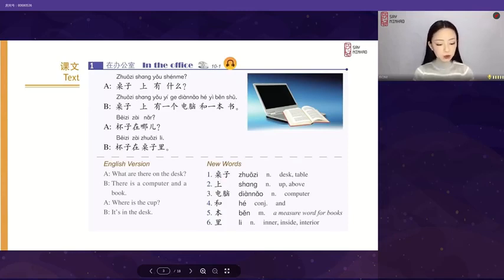Let's first see the new words. This one, 桌子, we've seen it in the warm-up part. 桌子, read after me, please. 桌子. Z is the neutral tone. Please pay attention to it. Neutral tone. 桌子. Okay, it means desk, table. Still remember how to say chairs? Chairs are 椅子, right? 椅子. Okay, read after me. 椅子. This is chairs. Okay, 椅子.